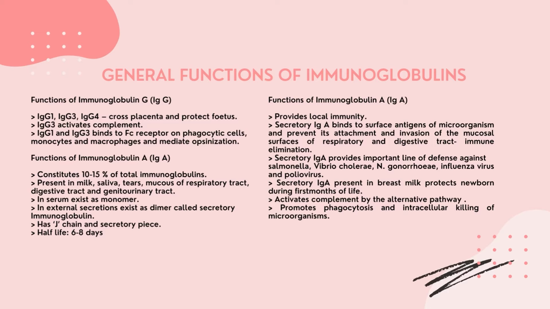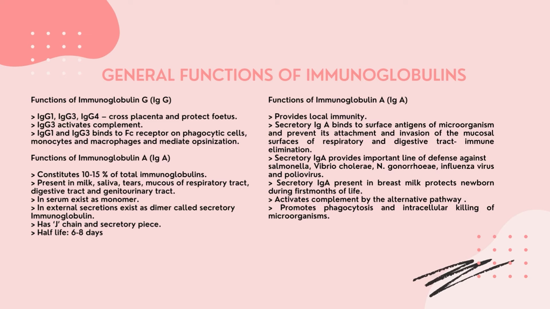General functions of immunoglobulins. Functions of immunoglobulin G, IgG. IgG1, IgG3, IgG4 cross the placenta and protect the fetus. IgG3 activates complement. IgG1 and IgG3 bind to Fc receptors on phagocytic cells, monocytes and macrophages, and mediate opsonization.